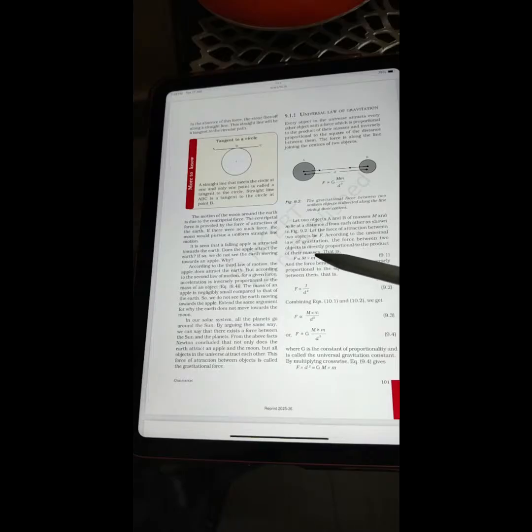According to the universal law of gravitation, the force between two objects is directly proportional to the product of their masses. That is, F is directly proportional to capital M into small m. And the force between two objects is inversely proportional to the square of the distance between them. That is, F is directly proportional to 1 by d square. Combining equations 10.1 and 10.2.